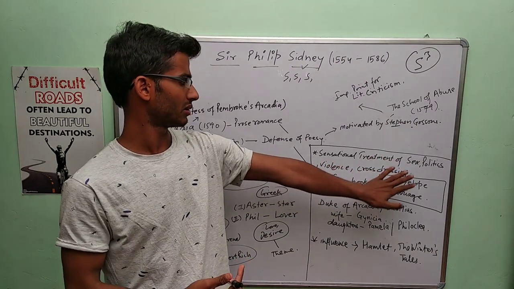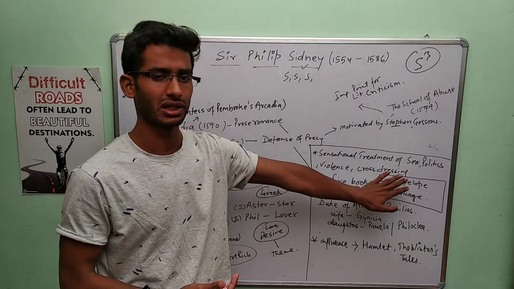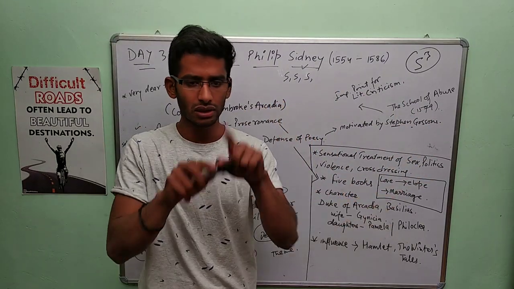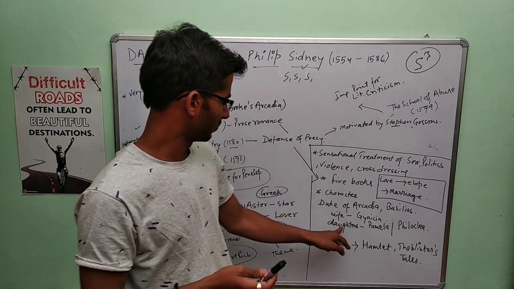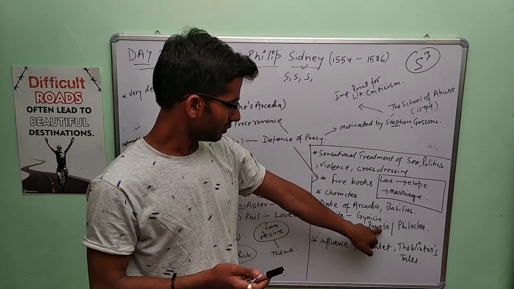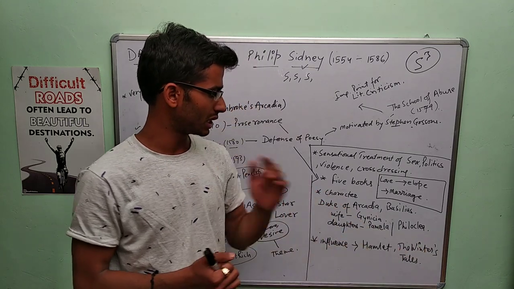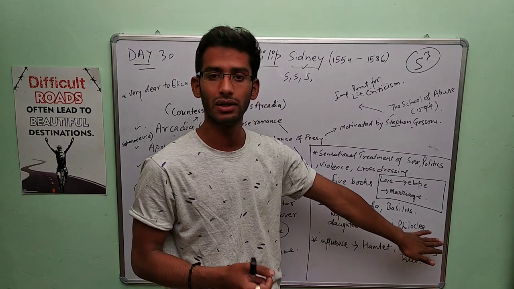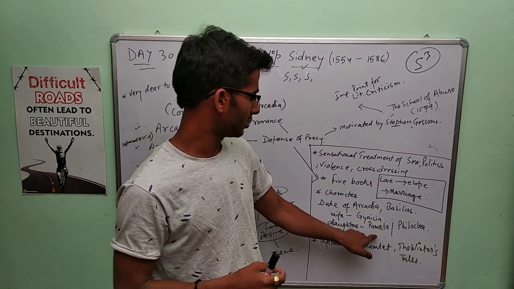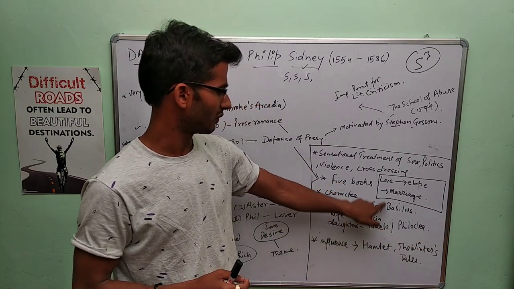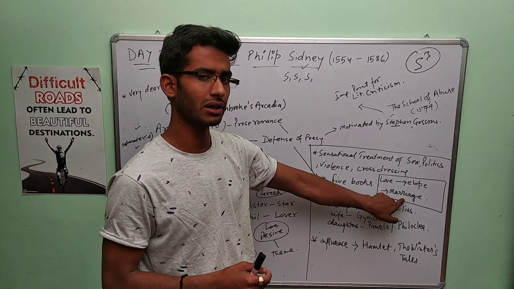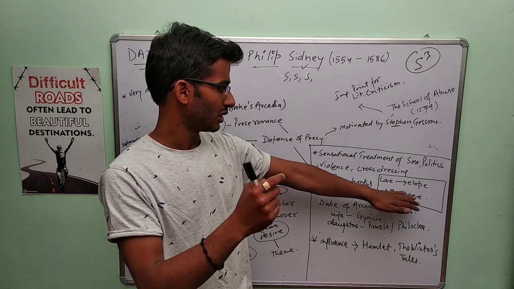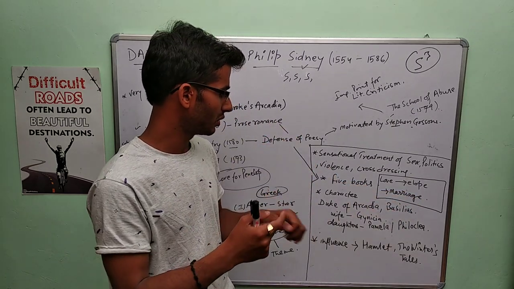Sensational treatment of sex, politics, violence, cross-dressing. So these three, four things you will say. There are five books, and there is a story about the daughters, Pamela and Philoclea, P-H-I-L-O-C-L-E-A. And this is a story about love, affairs, elopement, marriage, and conspiracy. They conspire to murder someone.